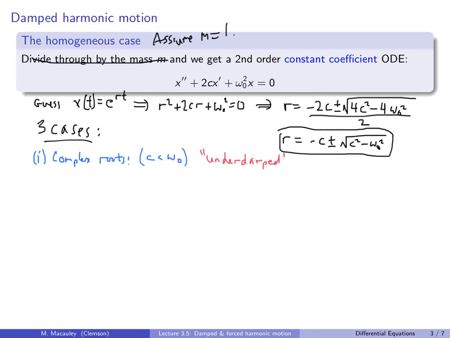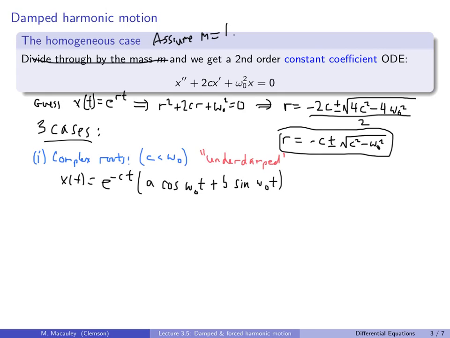And in that case, our solution is x of t equals e to the negative ct times a cosine of omega t plus b sine of omega t. And this is all stuff that we've seen before. This is our a plus or minus bi. Refer to a few lectures before for why this is the case.